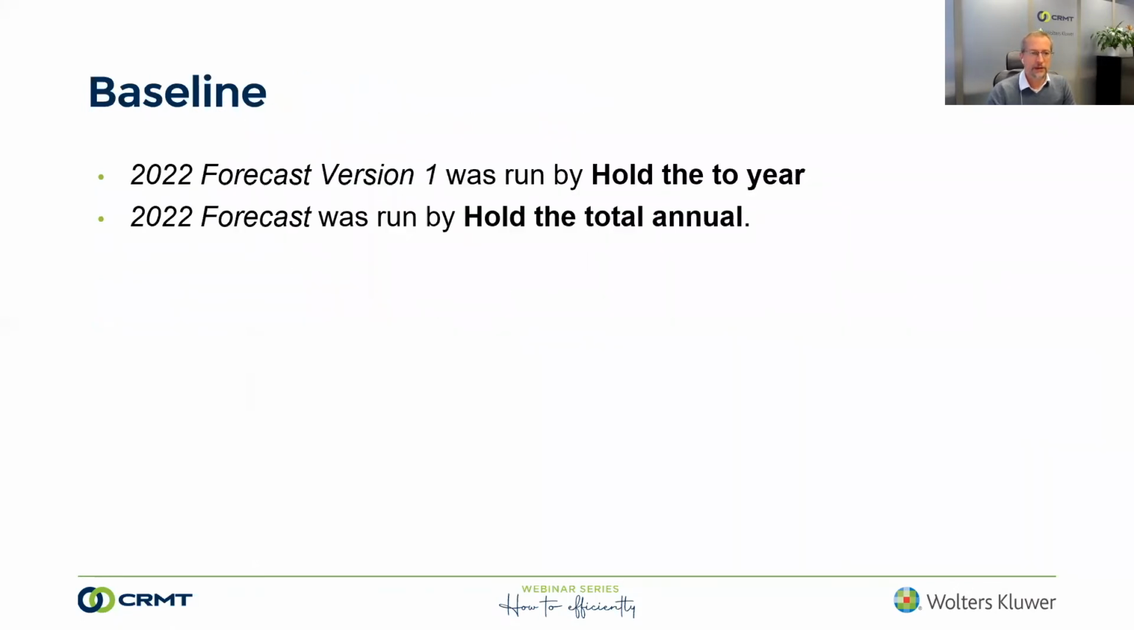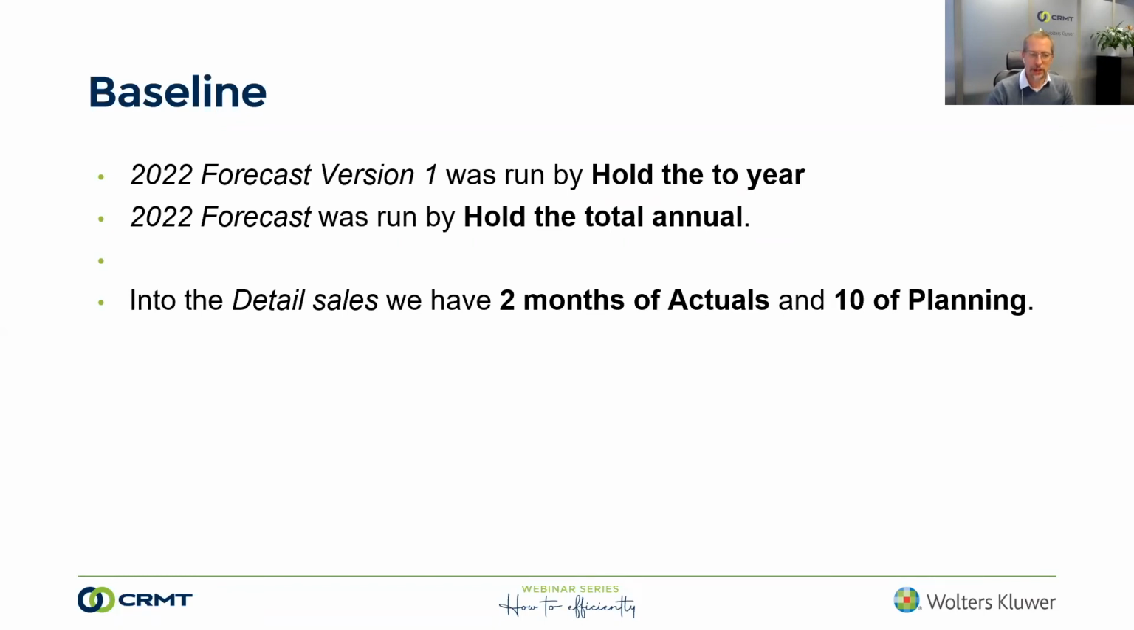Here, I'm going to define just a couple of baselines for the demonstration that Stefano will show you later on. We have prepared in our example 2 forecasts. The first one is hold to the year. Take a look at the total number for this one. And the second one is hold to the annual total. Take a look at the number and compare this one to the annual budget.